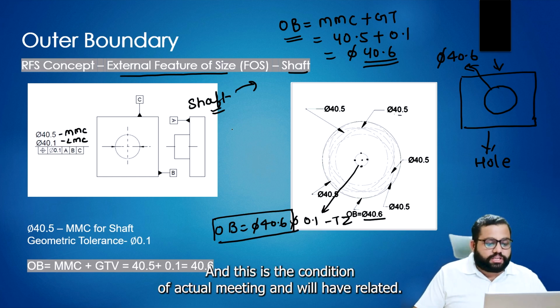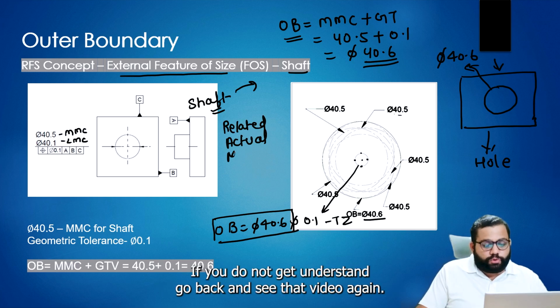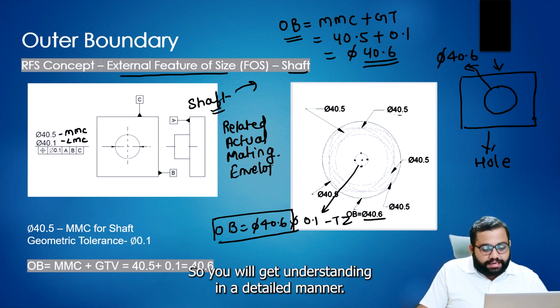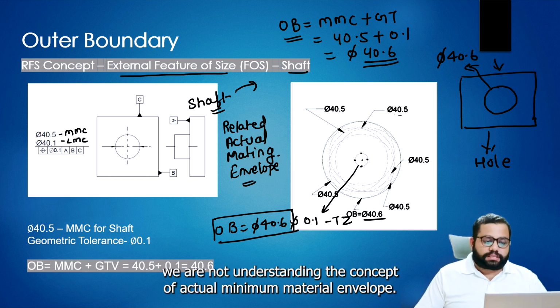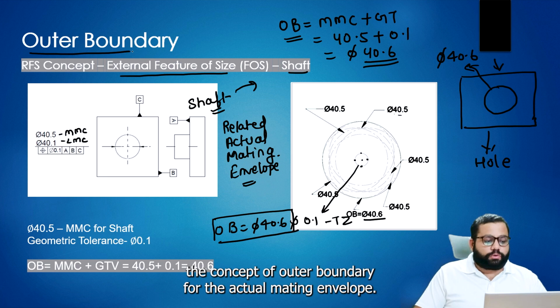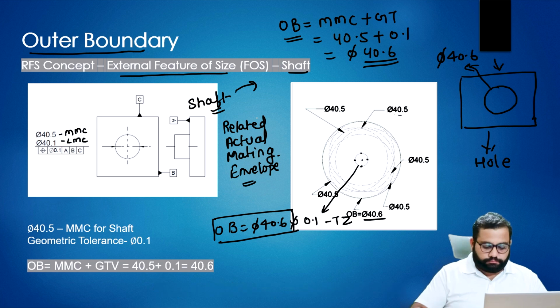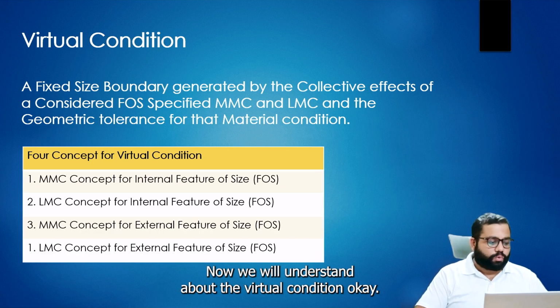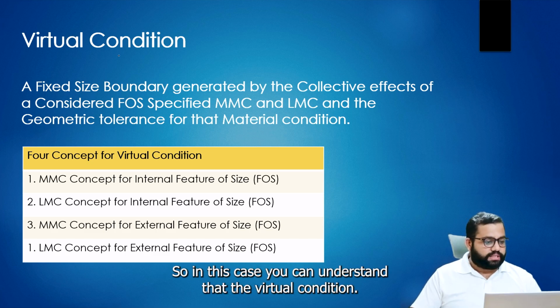This is the condition of the actual mating envelope, the related actual mating envelope. If you do not understand, go back and watch that video again so you will get a detailed understanding. Here we are not covering the actual minimum material envelope; we are only understanding the outer boundary for the actual mating envelope. That's why it is important. Now we will understand the virtual condition, which is very important. What is virtual condition?